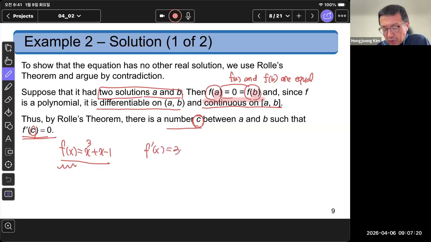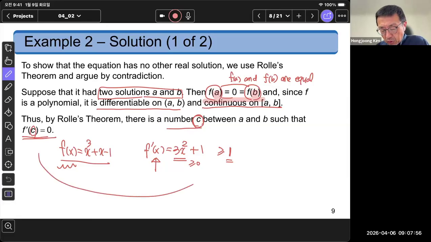That is 3x squared plus 1. Okay? And as we know, 3x squared is always non-negative. But if I add 1, it will always be greater than or equal to 1. So for any x, f prime at that point will always be greater than or equal to 1. Then how can I have a point C whose f prime becomes 0, right?